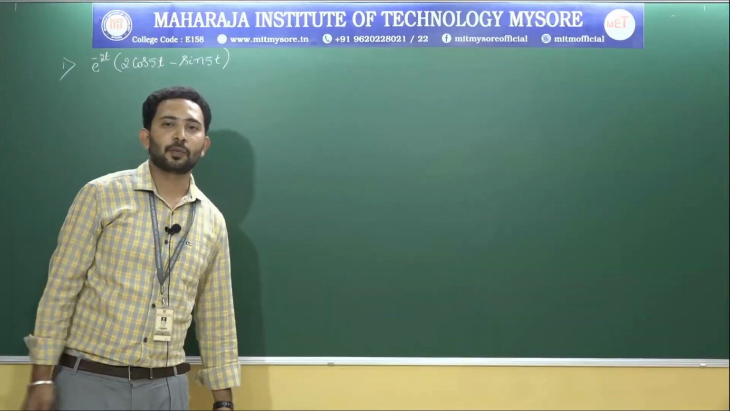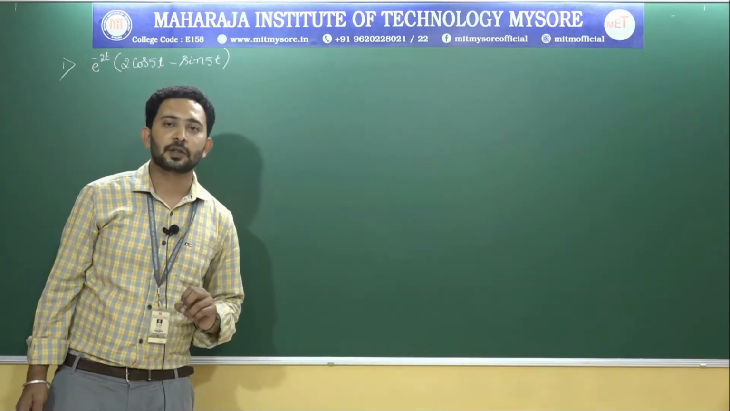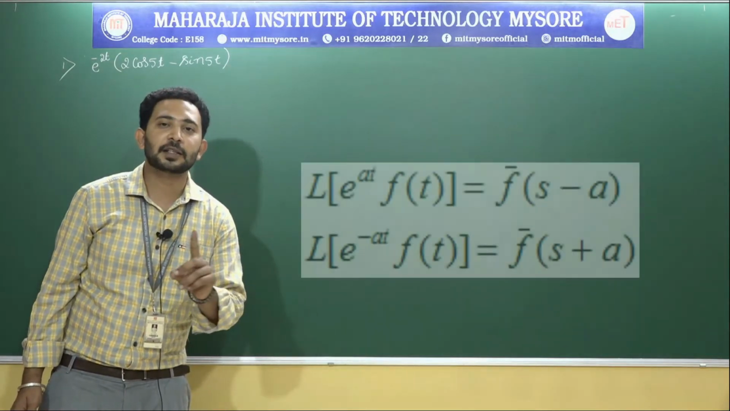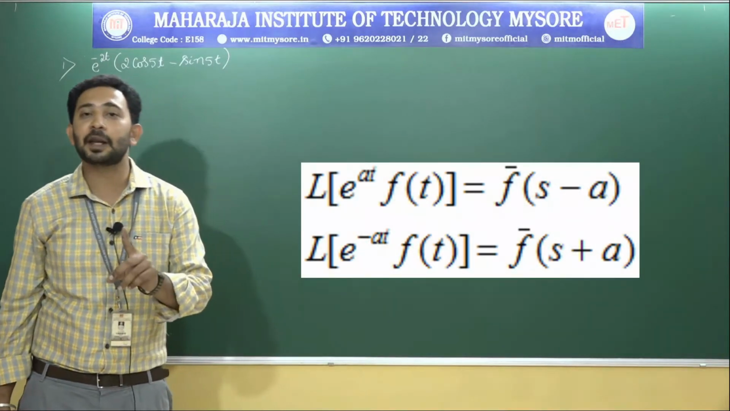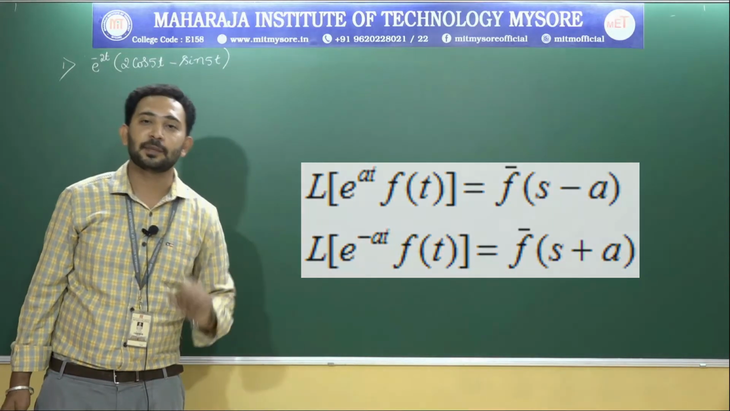I'm going to solve a few problems based on the first property, that is the shifting property. So what is the shifting property? If Laplace of f of t equals f bar s, then Laplace of e power at into f of t is f bar of s minus a.